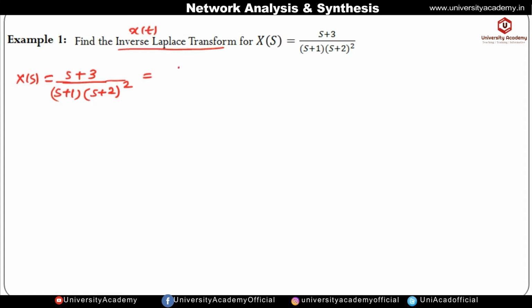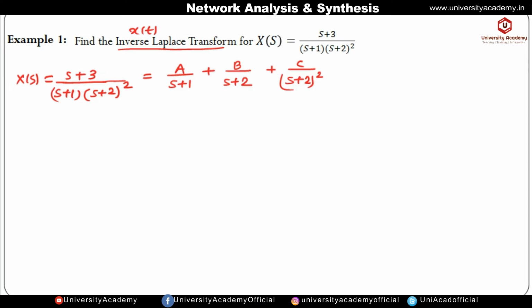First let us make the fractions: a by s plus 1, because s plus 1 is a linear function, then b divided by s plus 2. Here s plus 2 is a repeated pole, so b by s plus 2, then c divided by s plus 2 whole square. Now we have to find the values of a, b and c.